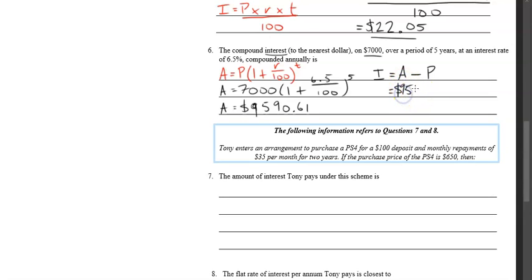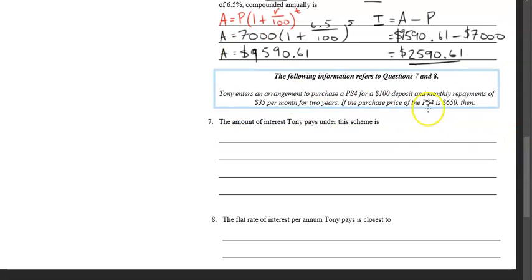So $9,590.61, take away $7,000. So the amount of interest in this case is $2,590.61.